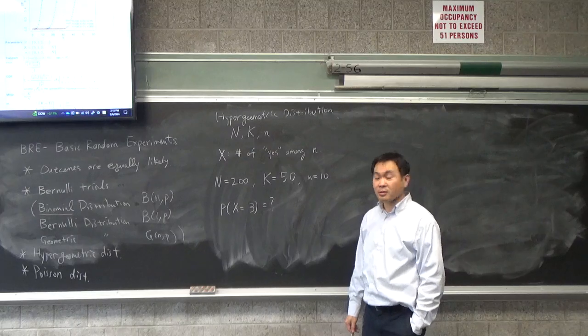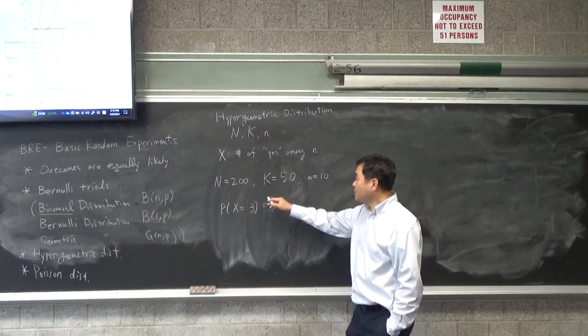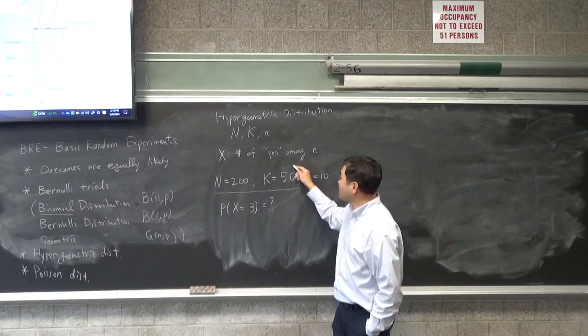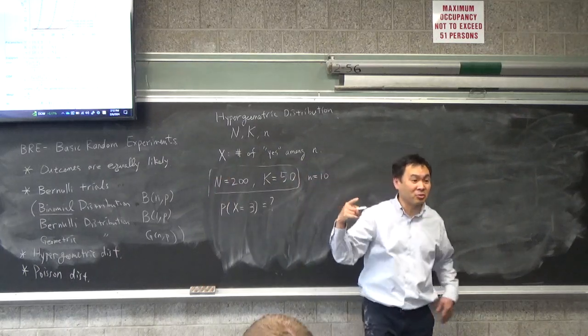What did you say K was? K is like, so N and K are the configuration of the entire population. Okay.